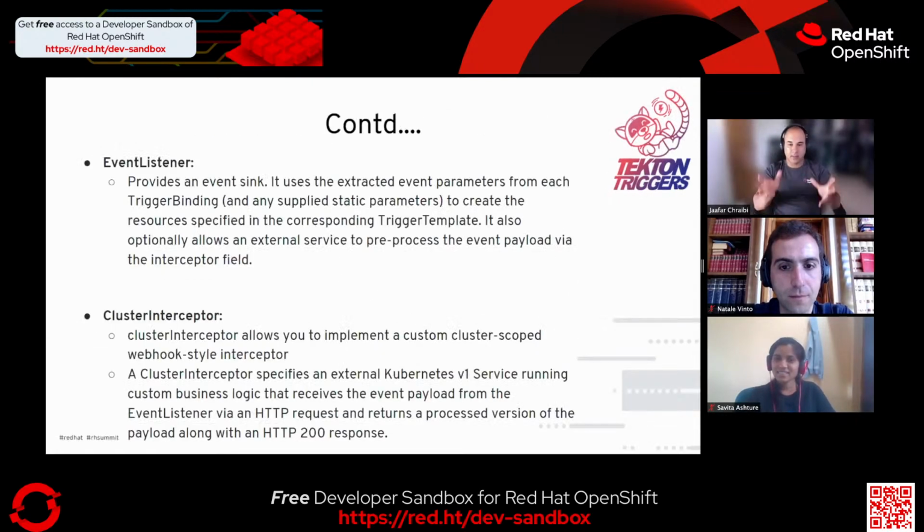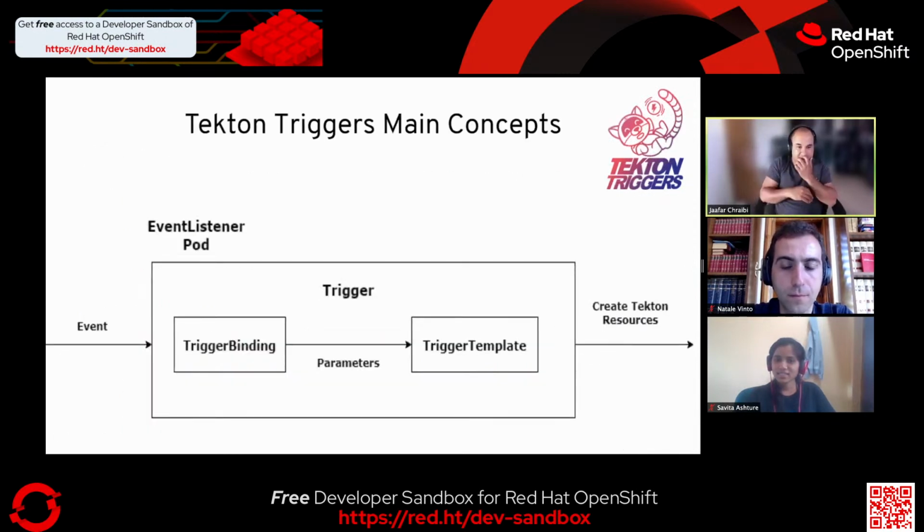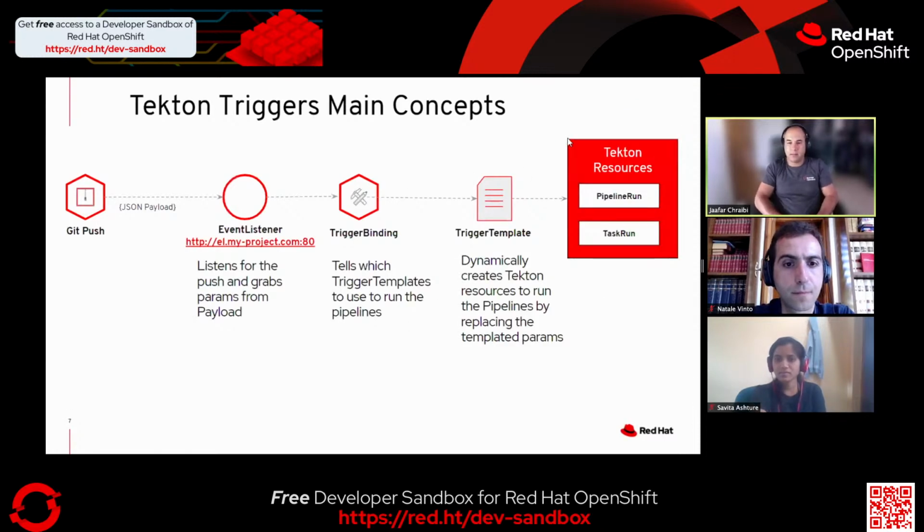So this summarizes, I think, what you have said. Yeah, please go ahead. Yeah, this summarizes what I've said. Let's say an event is coming to the event listener pod, or sink, and then the trigger binding is extracting those parameters and providing them to the trigger template. This is a combination of triggers, and in turn it will create a Tekton resource. Okay, so Tekton resources are things like the PipelineRun, etc. So basically something that instantiates, something that will actually run. Okay. Yeah. So okay, cool.